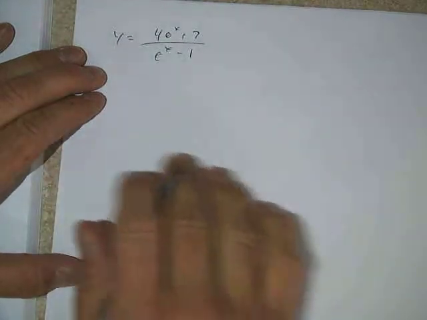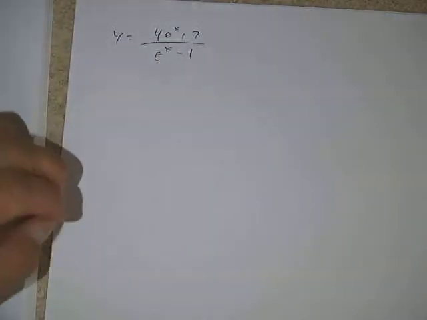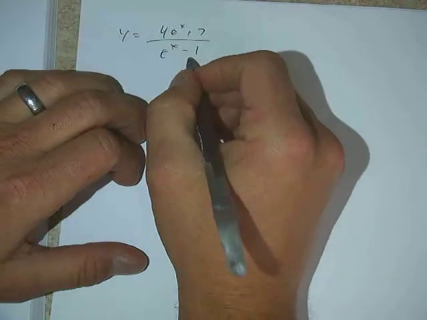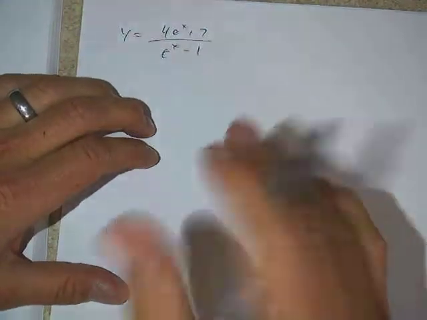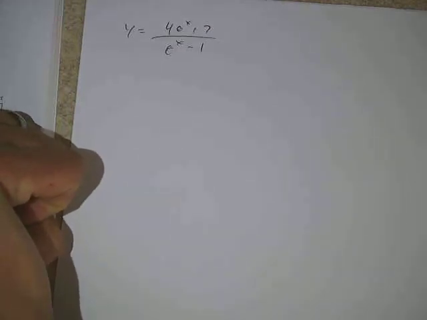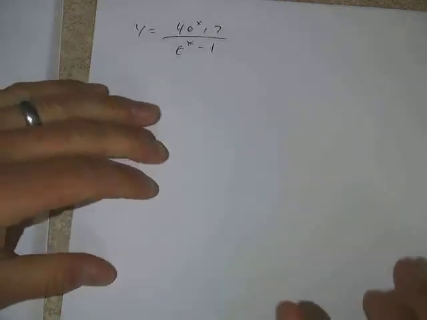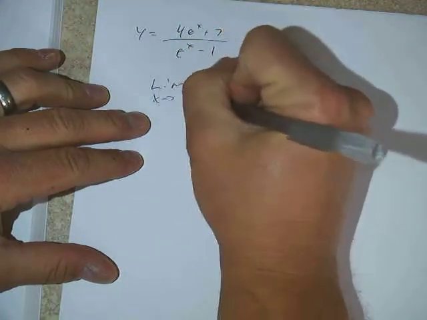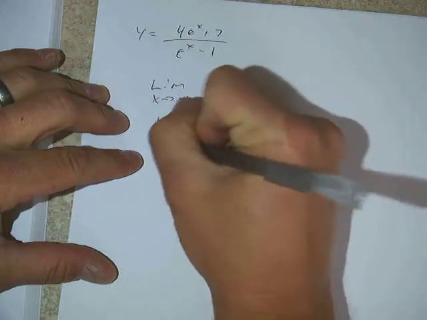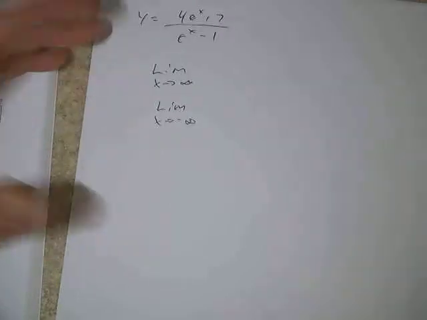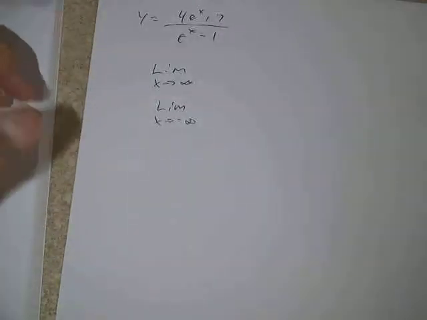All right, number 9 says, what are the equations for the horizontal tangents of the graph of y equals 4 e to the x plus 7, over e to the x minus 1. Ultimately we just have to find the equations for the horizontal asymptotes for this graph. So if the equation that we have here is 4 e to the x plus 7 over e to the x minus 1, again, keep in mind that we're looking for horizontal asymptotes here.